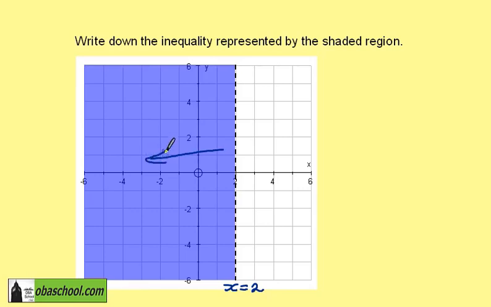Our region is to the left. We should be able to see that this is the region x is less than 2. Less than because of the dashed line.